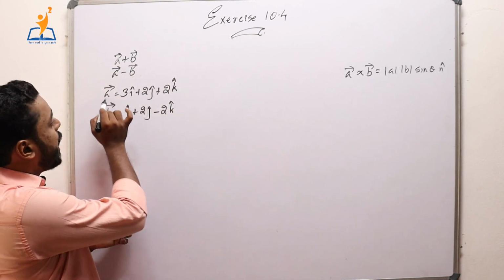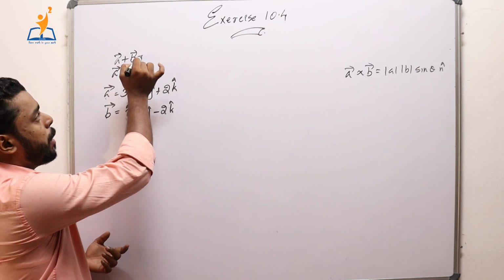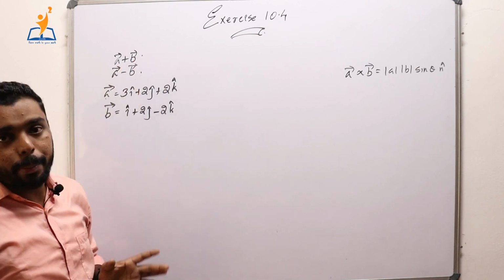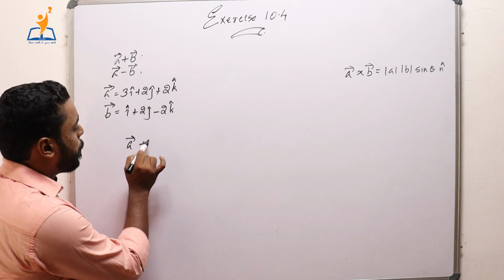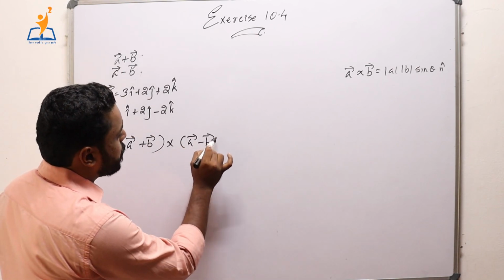Here actually A and B is this, but we have to find a unit vector perpendicular to A plus B and A minus B. So our vectors will be A plus B and A minus B. So first of all, we have to find vector A plus B cross vector A minus B, right?